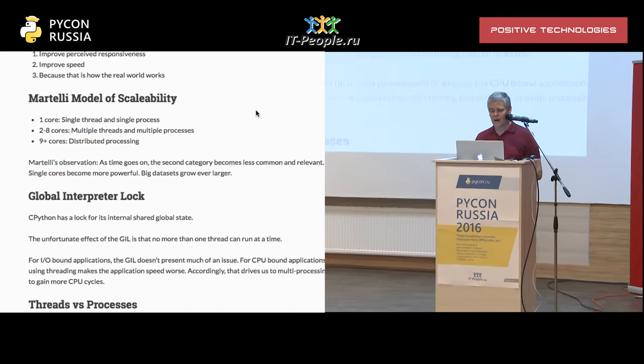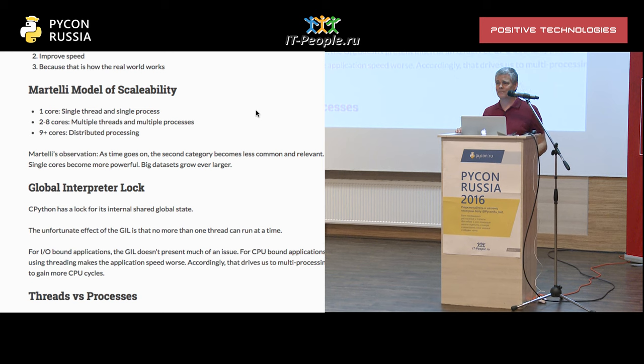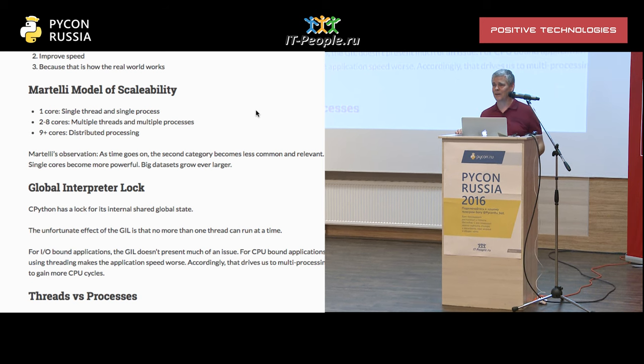How many of you have heard of Alex Martelli? Okay, so he is a rock star in the Python community and author of Python Cookbook and Python in a Nutshell. And he communicated to me this really interesting idea of scalability, which reflects his Google proclivities. He said, there are three kinds of programs. There's single-thread, single-process programs that take advantage of one core. There's multi-threaded programs and multi-process programs that take advantage of the 2 to 8 cores on your system. And then when you need more than 8 cores, you switch techniques to distributed processing.